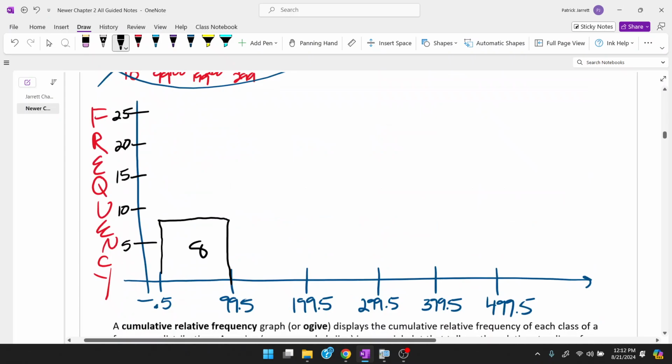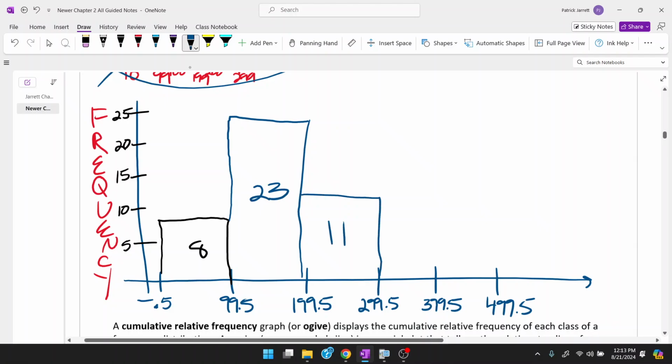So now the next group between 99.5 and 199.5, or $100 to $199, how many were there? 23. How many were in the next one? 11. How about the one after? 6, and then the last one. Okay.